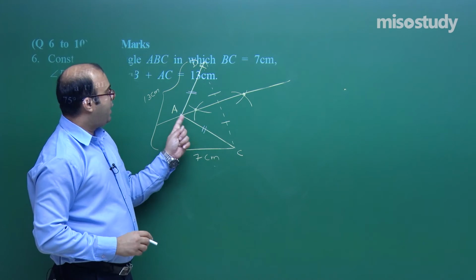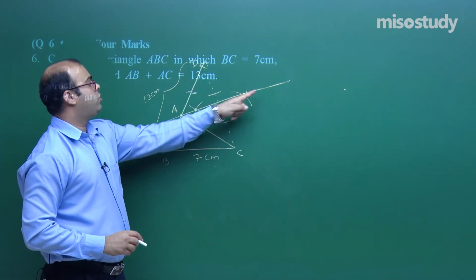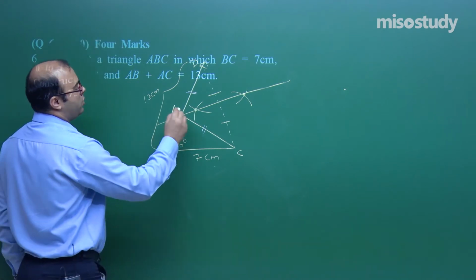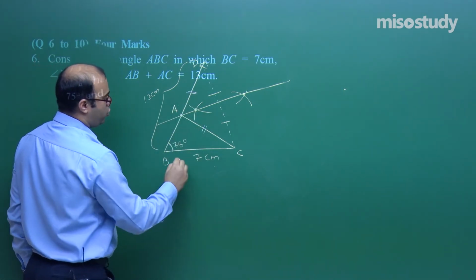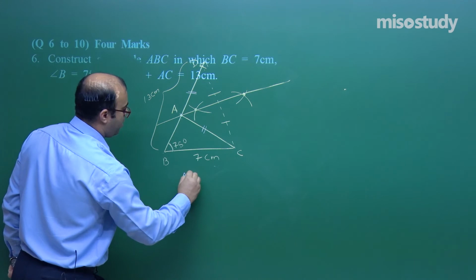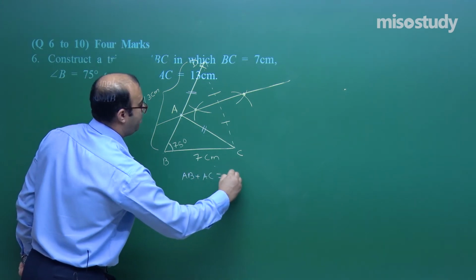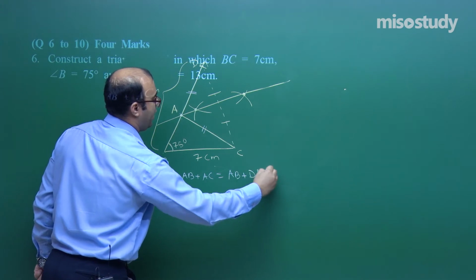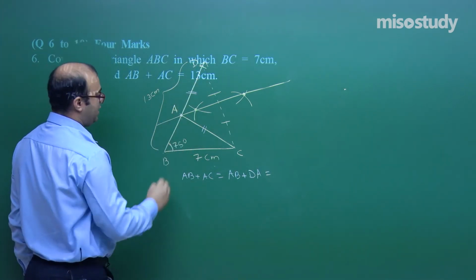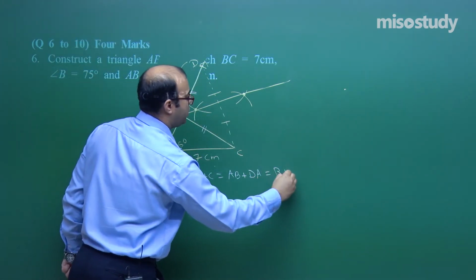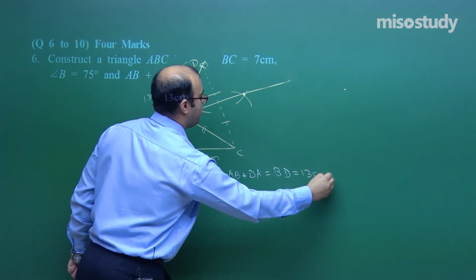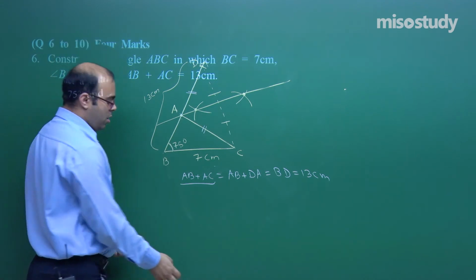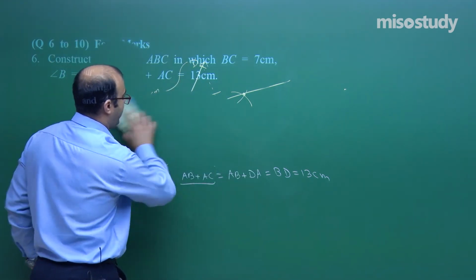So we say that AC is equal to AD because this is a perpendicular bisector on which A lies. So we now know that this is equal to this. So AB plus AC can be written as AB plus AD. And what is AB plus AD? That is equal to BD, which is 13 centimeter by construction. So we have taken AB plus AC as 13 centimeter. So all the properties are getting satisfied.